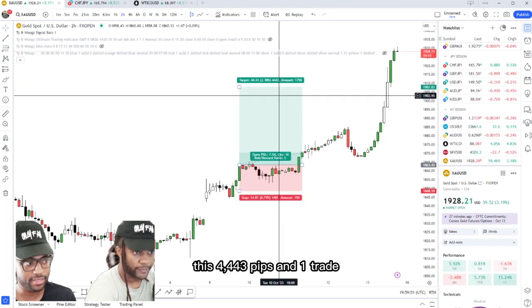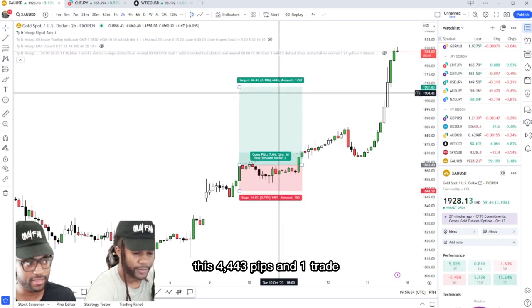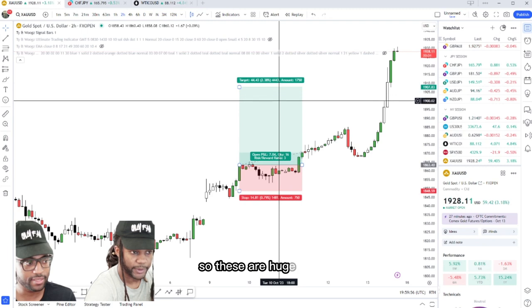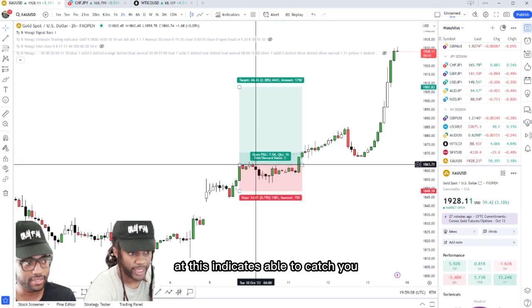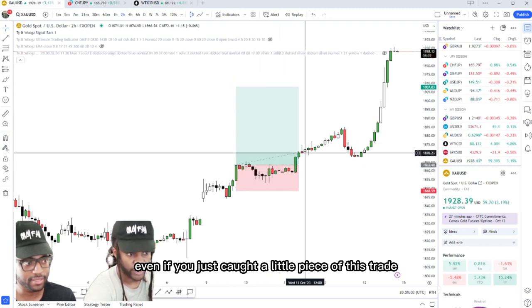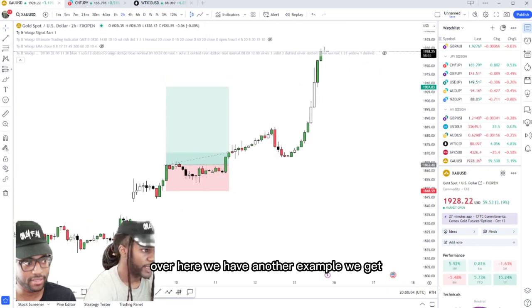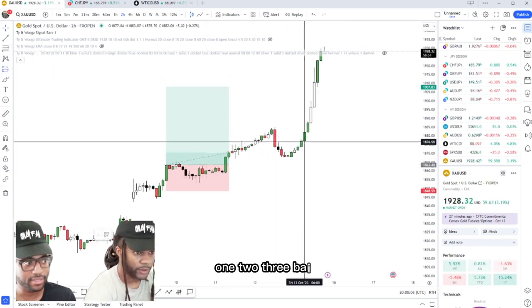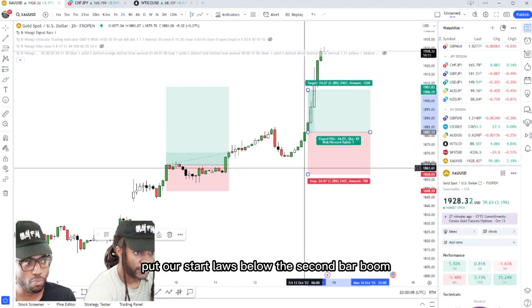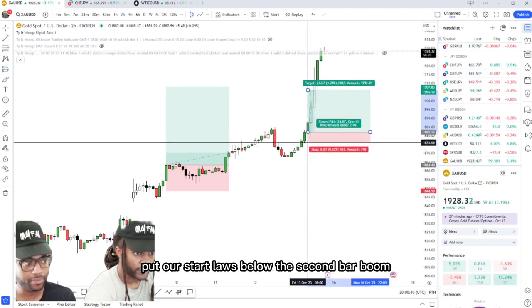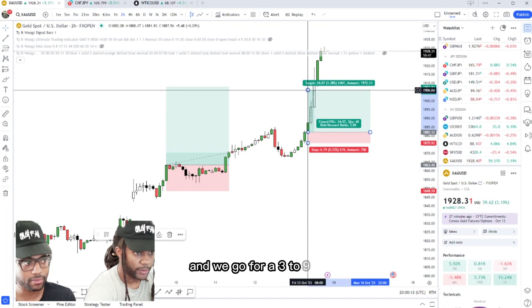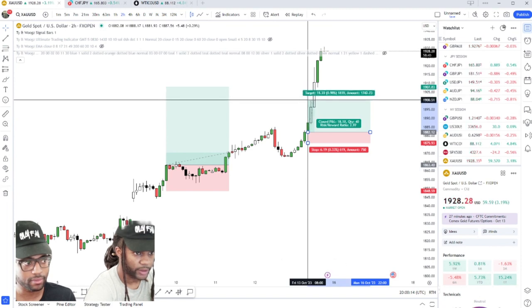This is 4,443 pips in one trade. So these are huge trades that this indicator is able to catch you. Even if you just caught a little piece of this trade, it'd be nice. Over here we have another example. We get 1, 2, 3 bars. Put our stop loss below the second bar. Boom. And we go for a 3 to 1 trade.